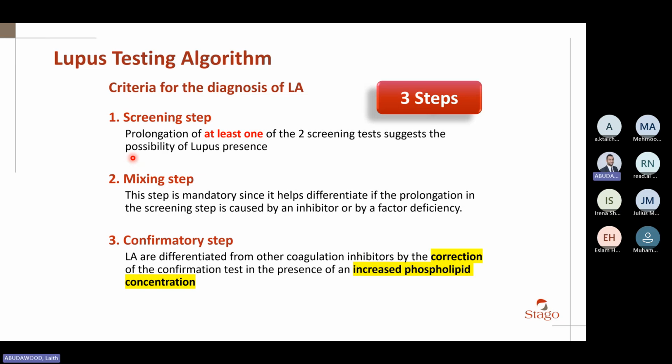If the confirmatory step became normal, within range, I say that's it. That's a lupus case. If the confirmatory step is prolonged, I say the result is inconclusive. I cannot continue my test. I cannot confirm that this is a lupus case. I have to check for something else, like anticoagulants, anti-factor antibodies, whatever it is, beyond our scope.